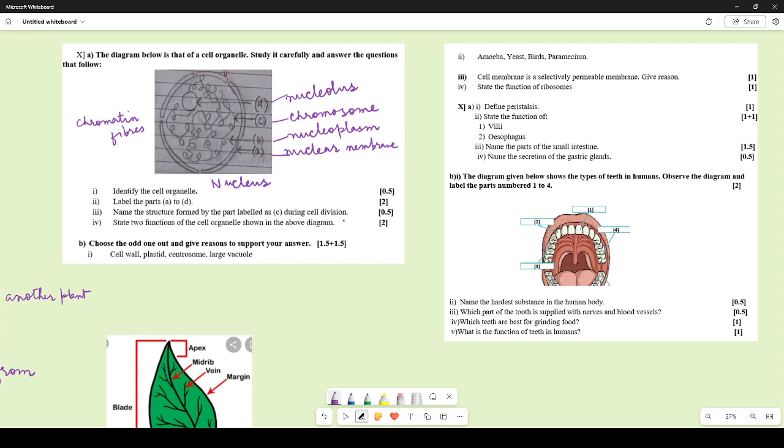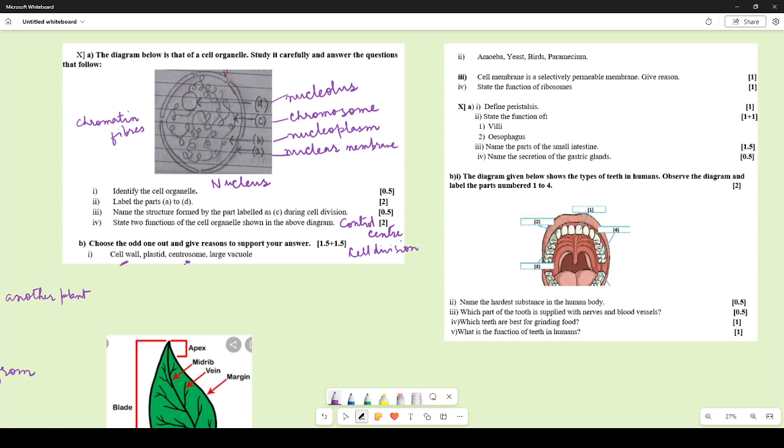We know that the nucleus is the control center of the cell, and also it helps in the cell division. So those 2 functions you can mention. Choose the odd one out and give reasons to support your answer. Many have written cell wall and they have said rest of them belong to animal cell. No, only centrosome is the correct answer.